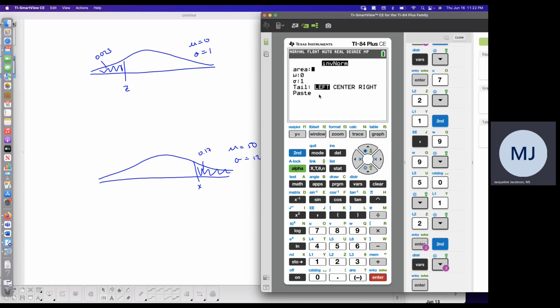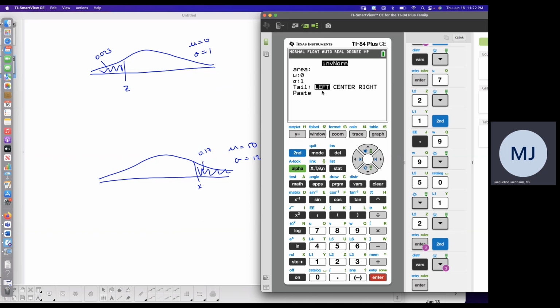I think because we're using the TI-84 Plus, everybody should have this option here to say where the area is, like which tail. Is it to the left of the value? Is it to the right? Or is it between two values? But older calculators, if they don't have this option, it's automatically area to the left. So sometimes I always leave it as area to the left.